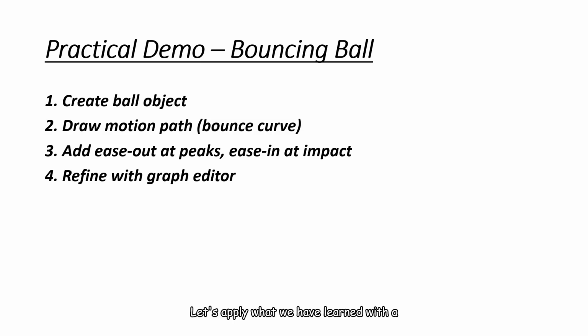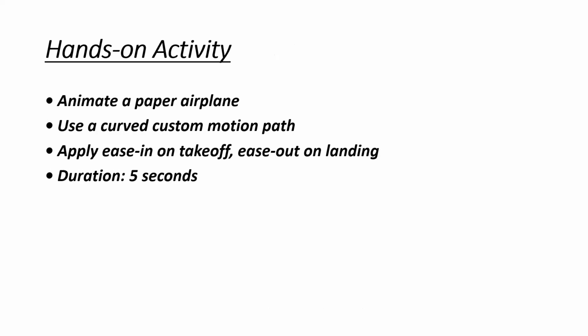Let's apply what we have learned with a classic example, the bouncing ball. We start by creating a ball and drawing a curved bounce path. We will use ease out at the top of each bounce and ease in at each impact. This replicates how gravity affects motion, giving us a much more believable animation.